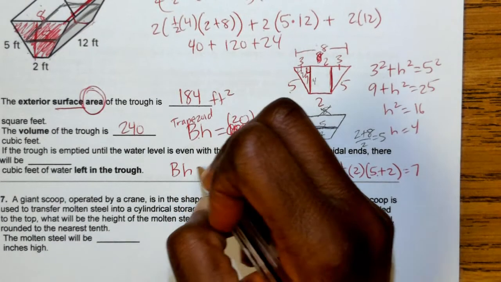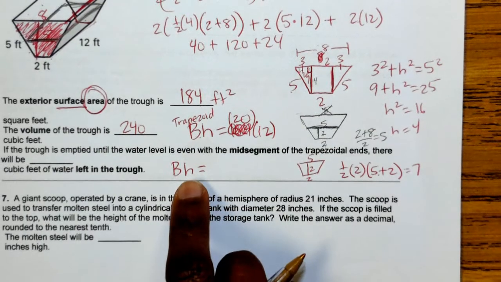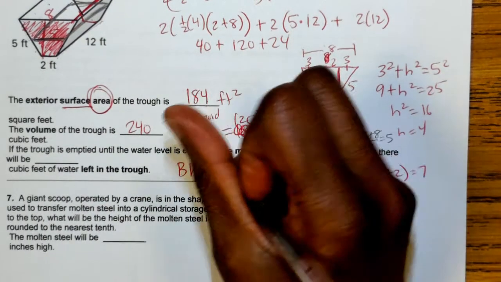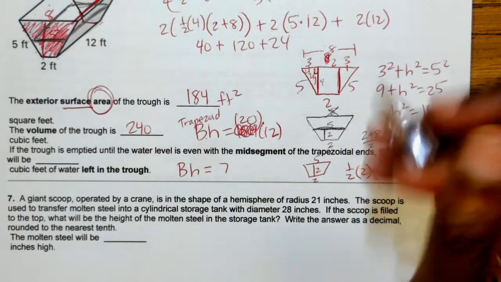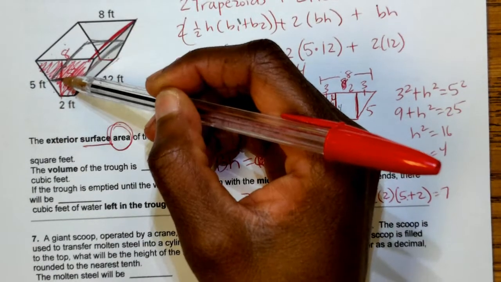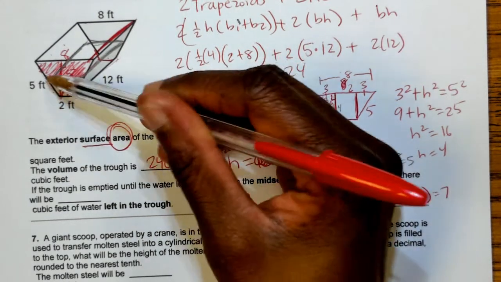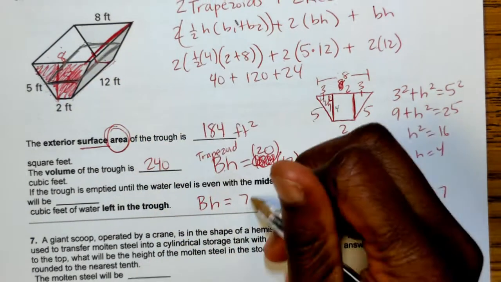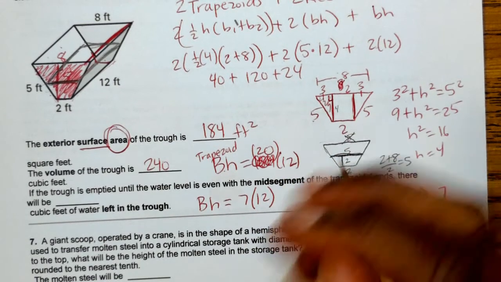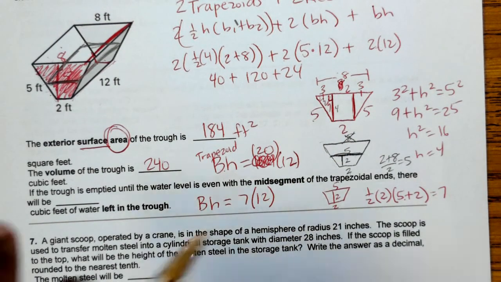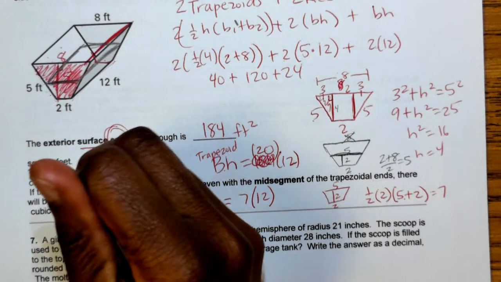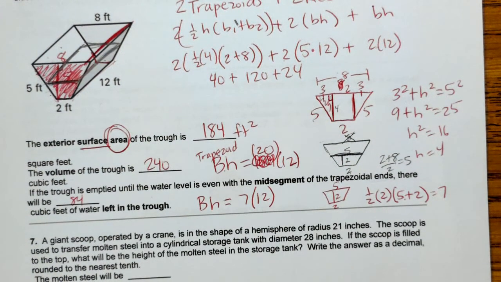So again, the formula is capital BH. The area of the trapezoid is now 7 instead of 20 because we took off some of the trapezoid. So it's not half of the trapezoid because half of it would have been 10. But it's a little bit less than half because this is a smaller piece than this. And then the height of the prism didn't change. So 7 times 12 would be 84.